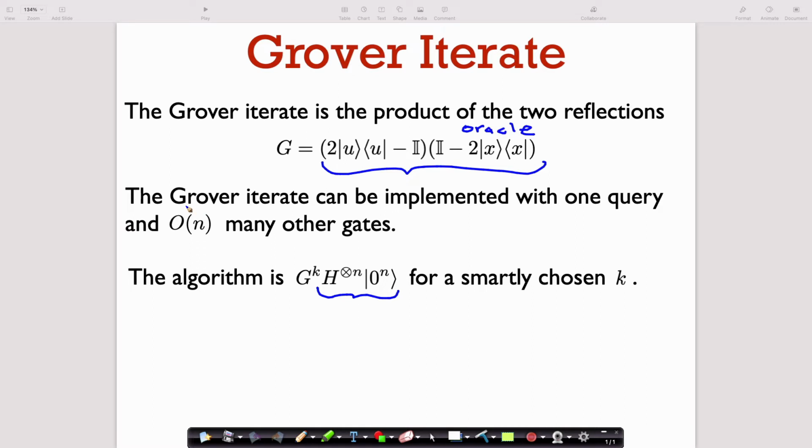And it turns out that this Grover iterate can also be implemented efficiently with the Oracle access. So this part of the Grover iterate is just an Oracle query. And then this reflection about the uniform superposition, you can actually implement by a circuit with just a linear order n many gates. So that part I'll actually leave as an exercise for you.